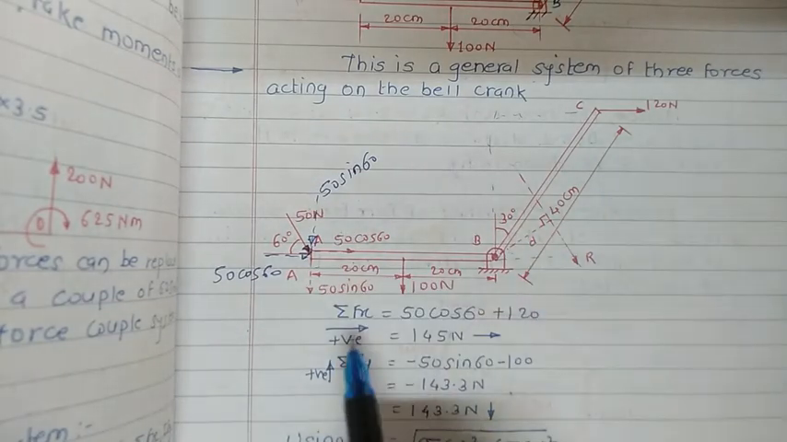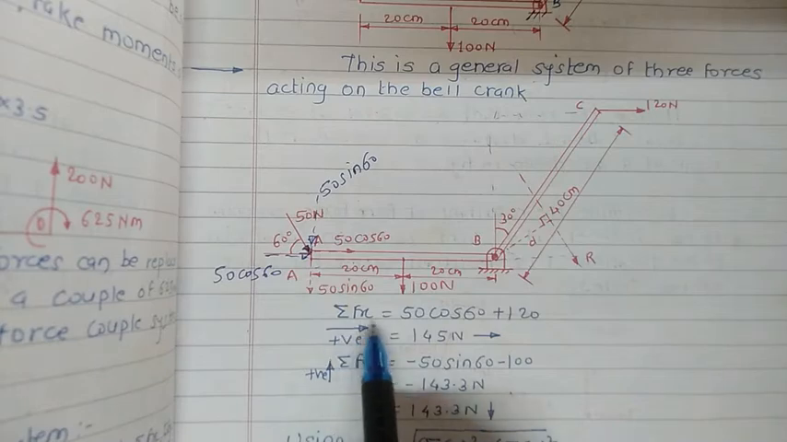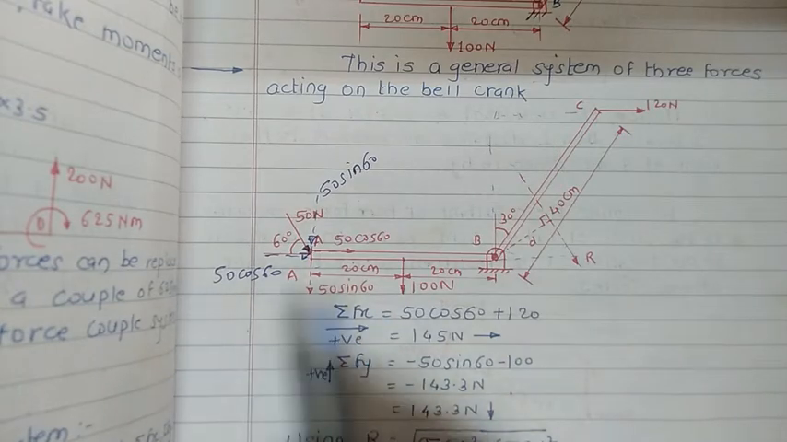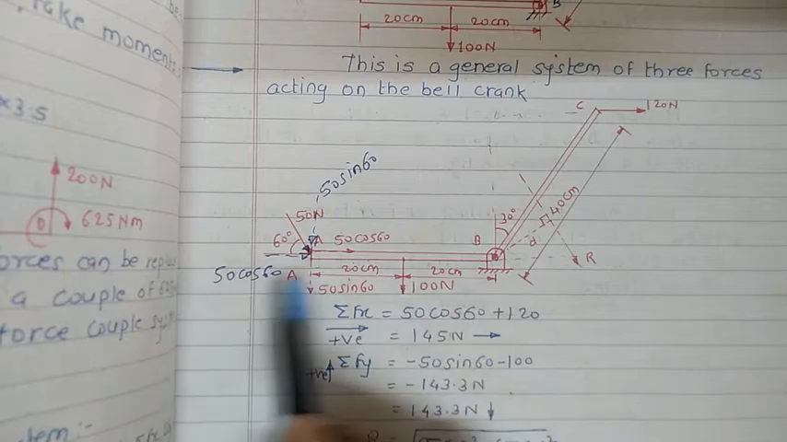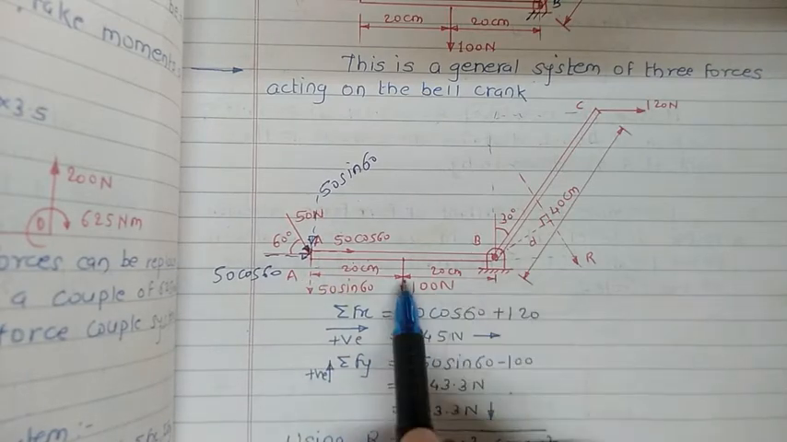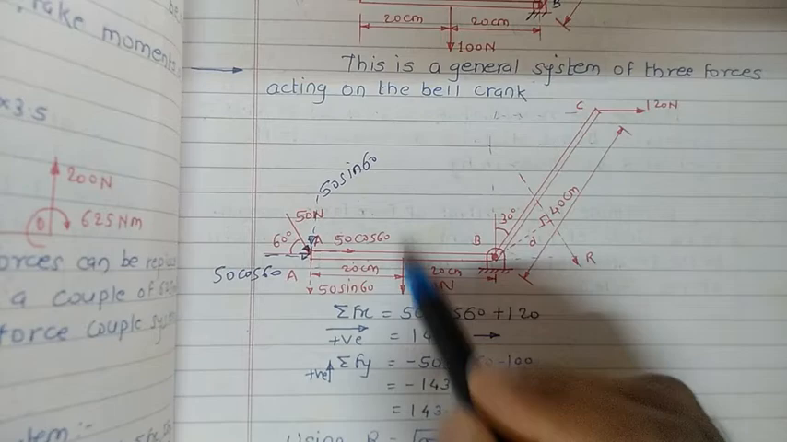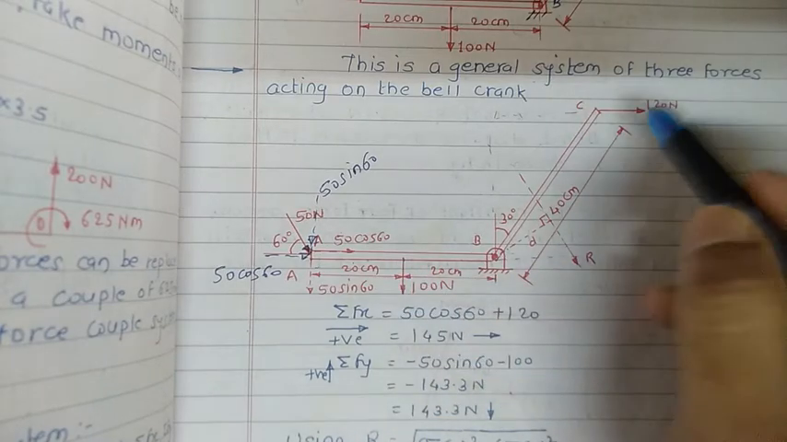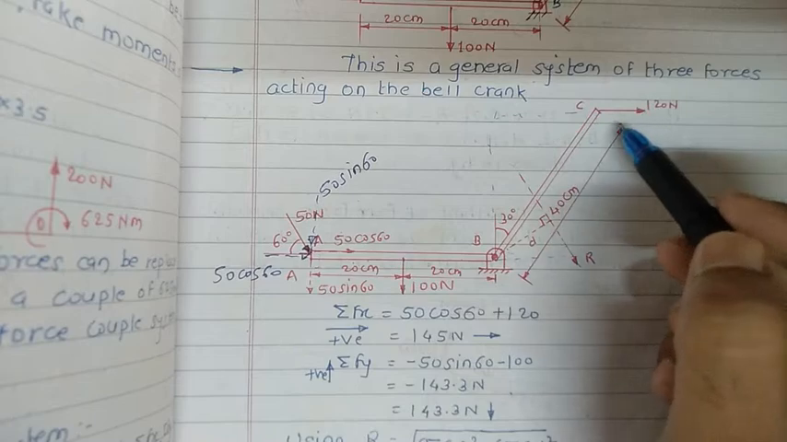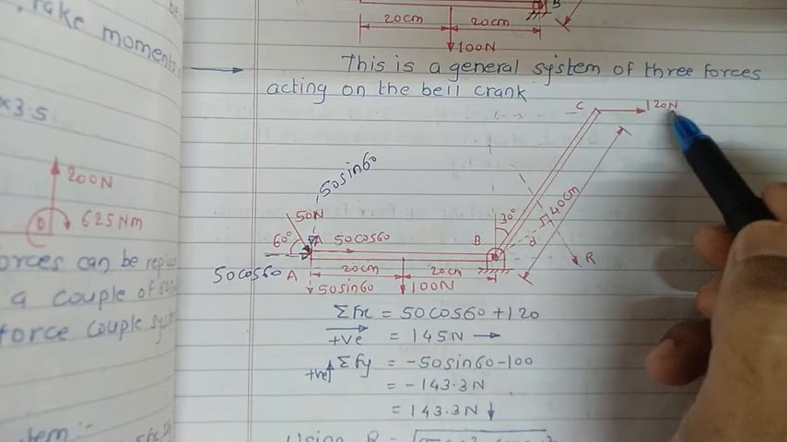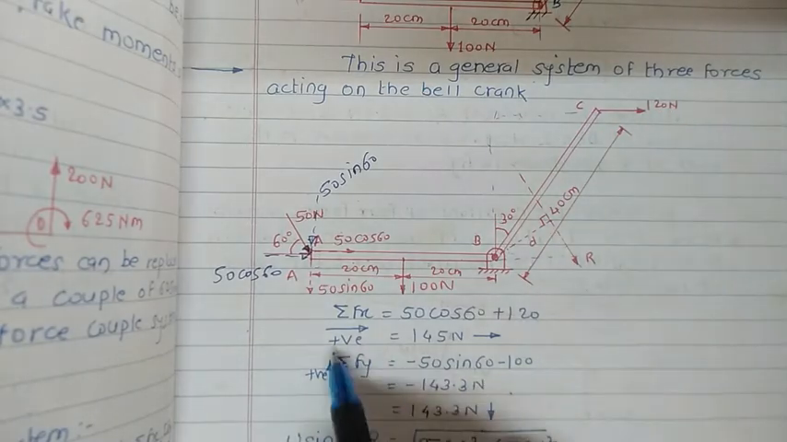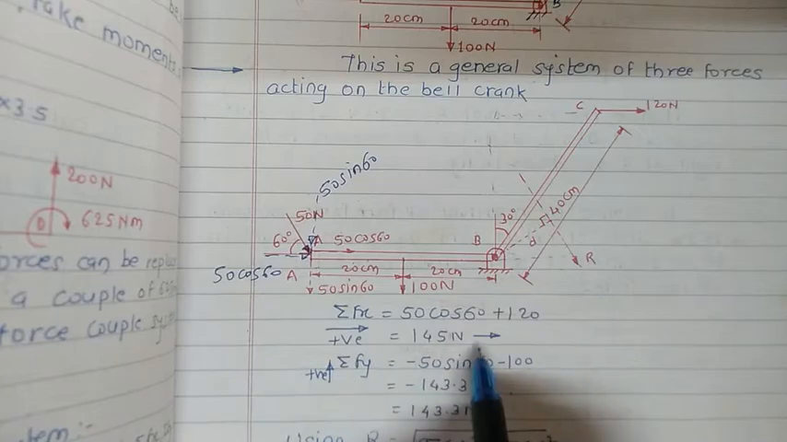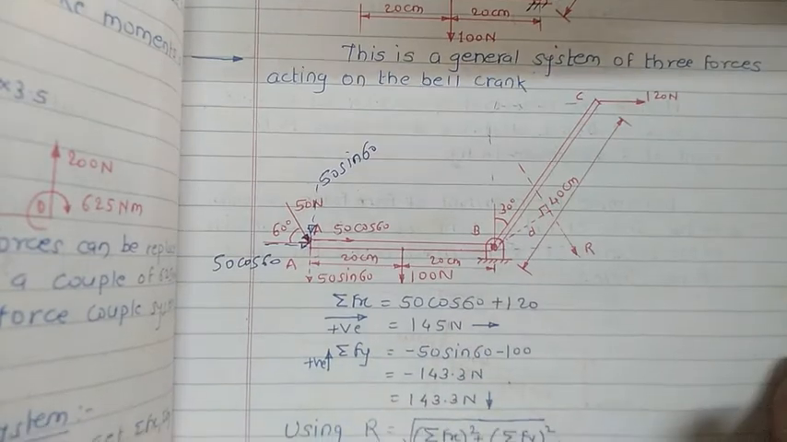Now focus only on the horizontal forces to get the summation of Fx. 50 cos 60 running towards the right direction. Apart from this one, this force is in the vertical direction, so don't consider this force right now. Then move towards the next one. This force is running in the horizontal direction. Consider this force as positive. What is the answer for this one? 145 Newton.